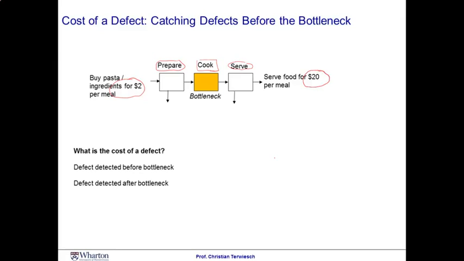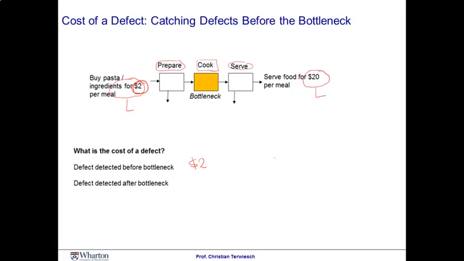Now, what is the cost of making a defect in this process? Is it driven by the $2 per meal that it costs us to source the pasta, or is it driven by the $20 that we can make by selling the pasta? The answer to this question will depend on where the defect happens, or more accurately, where the defect is identified. If the defect happens here as we come back from the market and we're dropping some pasta on the floor, all we have to do is buy another round of pasta. So as long as the defect happens before the bottleneck, it just costs us $2.